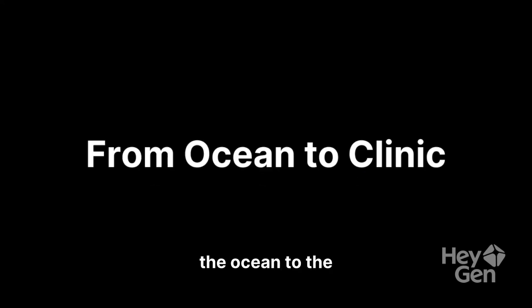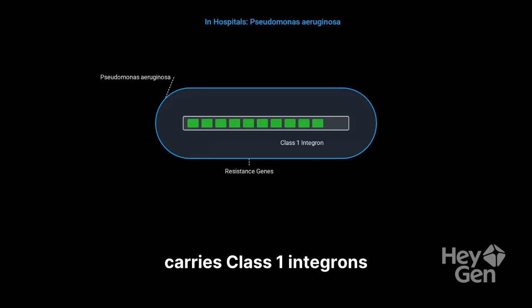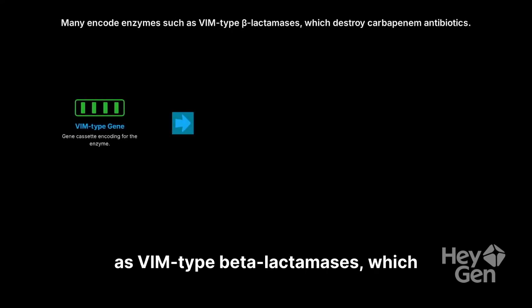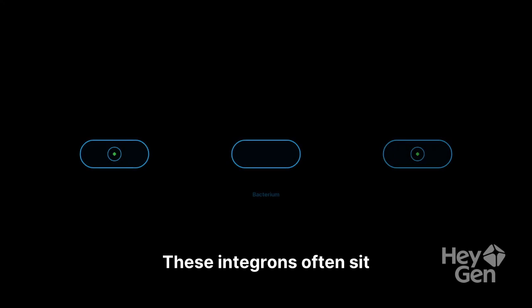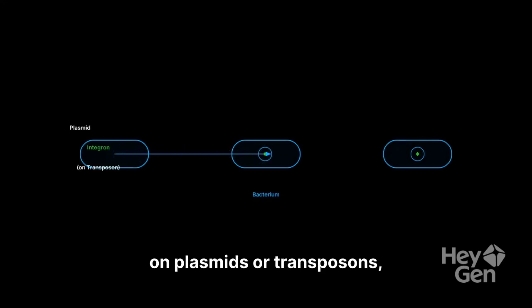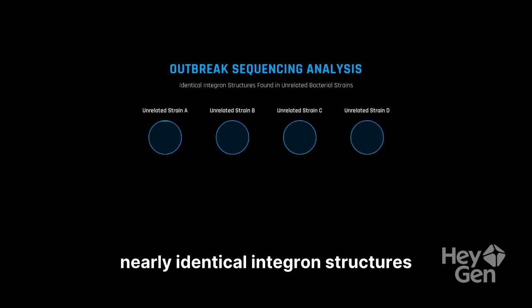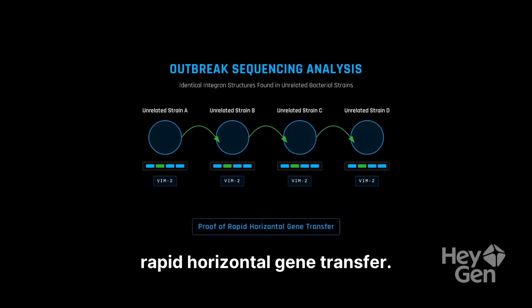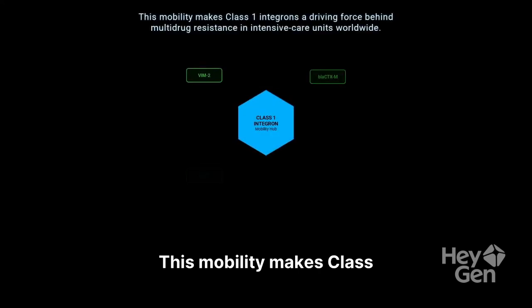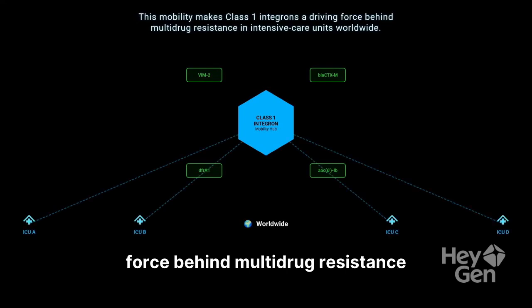Now, let's move from the ocean to the clinic for a second example. In hospitals, Pseudomonas aeruginosa carries class 1 integrons packed with resistance genes. Many encode enzymes such as VIM-type beta-lactamases, which destroy carbapenem antibiotics. These integrons often sit on plasmids or transposons, moving easily between bacteria. During outbreaks, sequencing reveals nearly identical integron structures in unrelated strains, proof of rapid horizontal gene transfer. This mobility makes class 1 integrons a driving force behind multi-drug resistance in intensive care units worldwide.